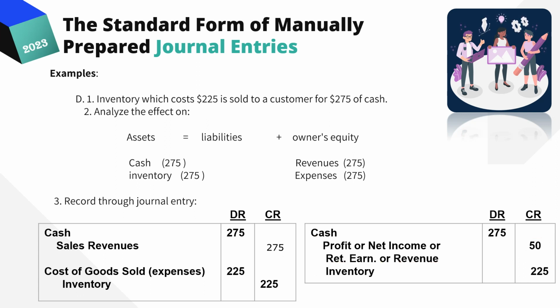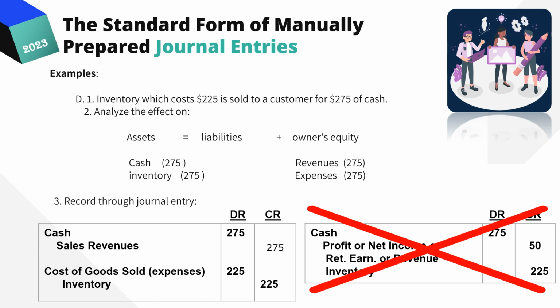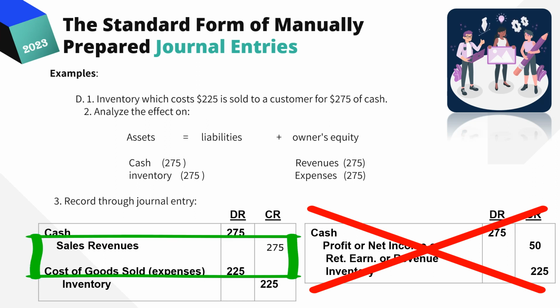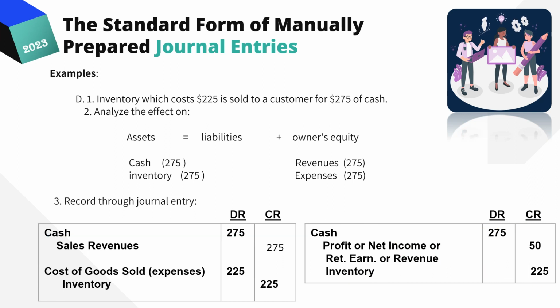But that is a mistake, because profit or net income is accounted for as revenues minus expenses equals net income. Profit is always defined in gross terms through revenues minus expenses.